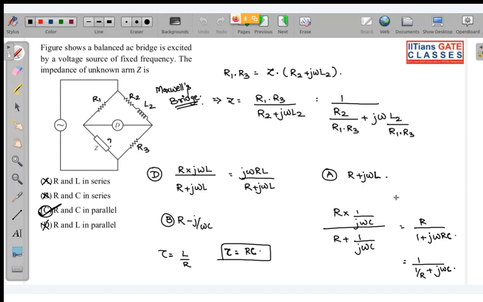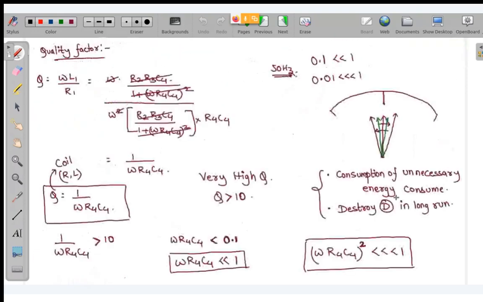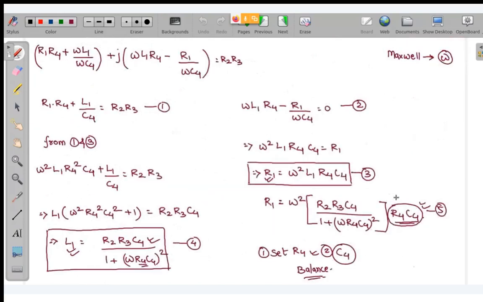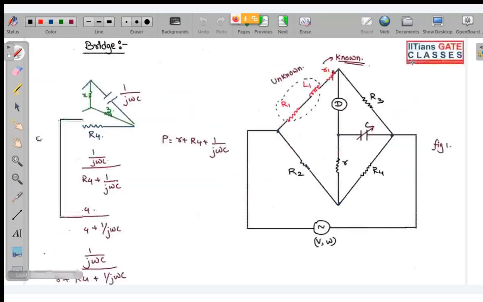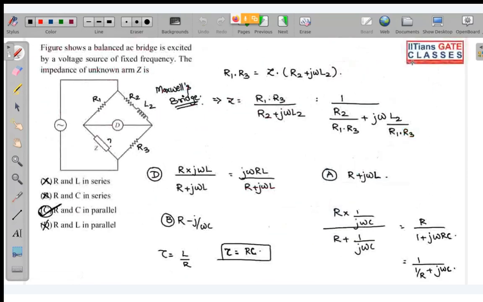and in the Maxwell bridge we have learned that. Very good. So if you go back, in Hayes bridge, basically omega is variable, whereas in Maxwell bridge, it is independent of frequency. So from this one, we can basically differentiate between Maxwell's and Hayes bridge.